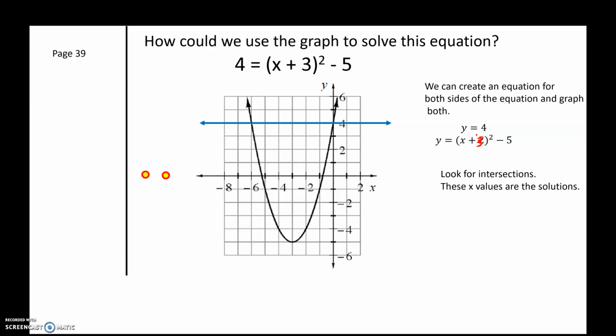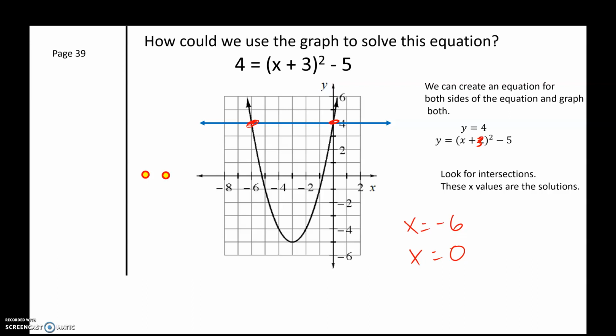And so when we graph them, you get the black graph's the parabola, and the blue line is y equals 4. The intersections is where we look. And whatever those x values are, that is what x equals. So in this case, x equals -6 and x equals 0. And you can go plug them into that equation if you like and see that they work.